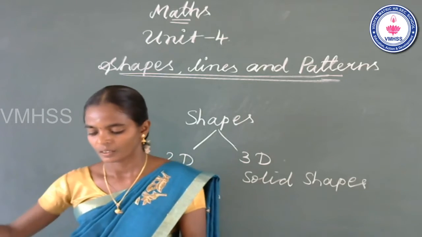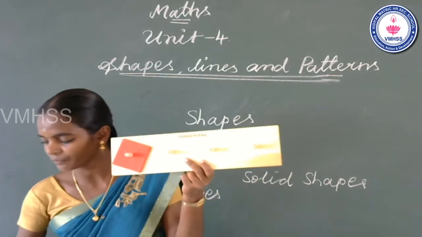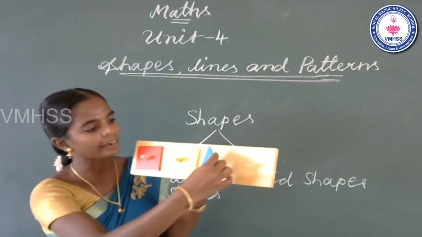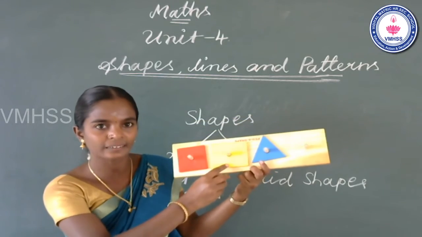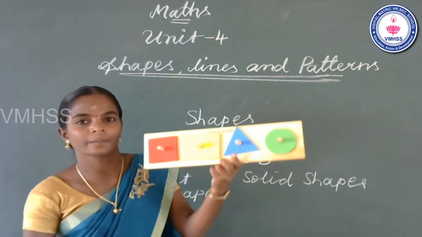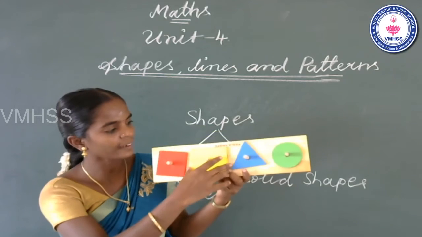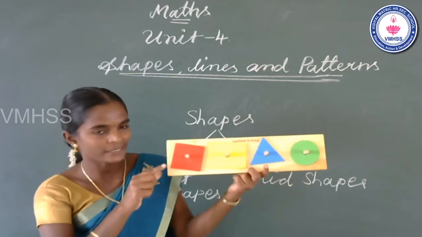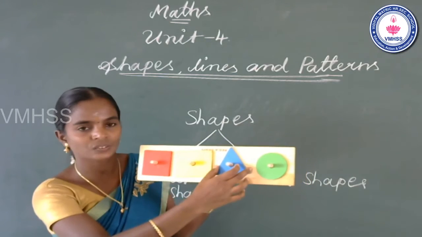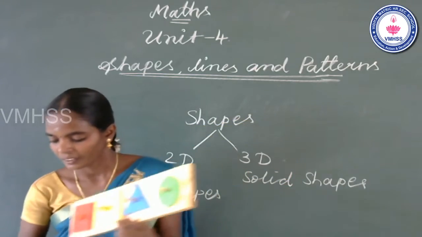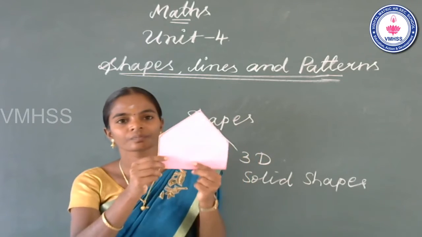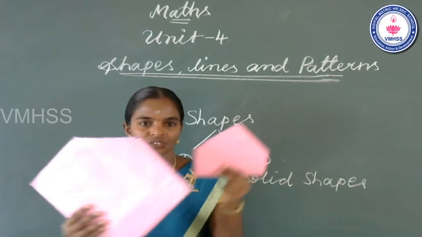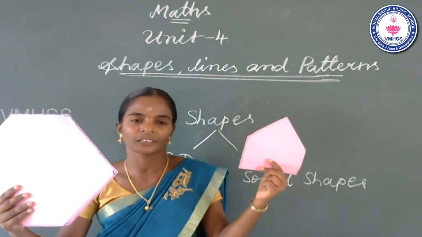Square. First shape, square. Next shape, rectangle. Children, first shape square. Second, this one rectangle. Next, third one triangle. Next one circle. Once again, square, rectangle, triangle, circle. Next one, children, what is this shape? Pentagon. This shape hexagon. Did you understand?